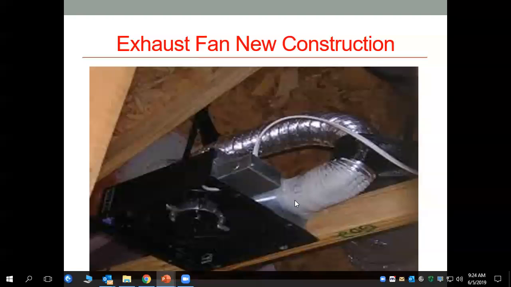All right, exhaust fans, new construction. That would be considered a pretty good application. You're exhausting out. They use mastic, which is probably not the best thing to use, but just overall, that's a pretty good installation.